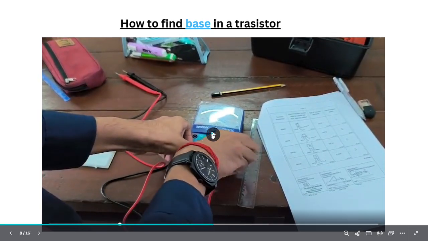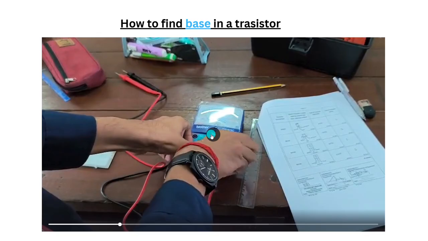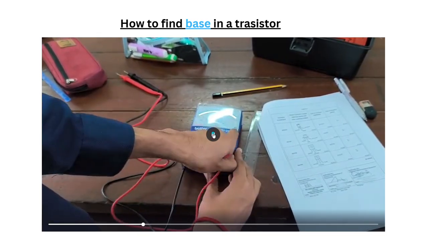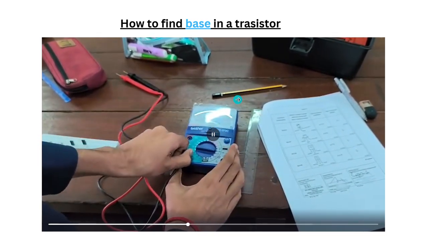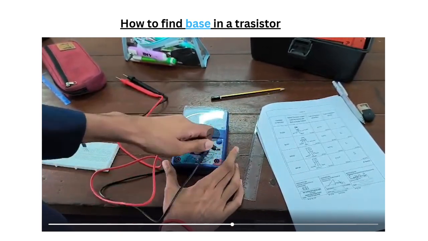Now, before we start the experiment, we need to do some adjustment on our multimeter. We need to put the black probe in the red slot and the red probe in the black slot. This will turn the multimeter into a supply.